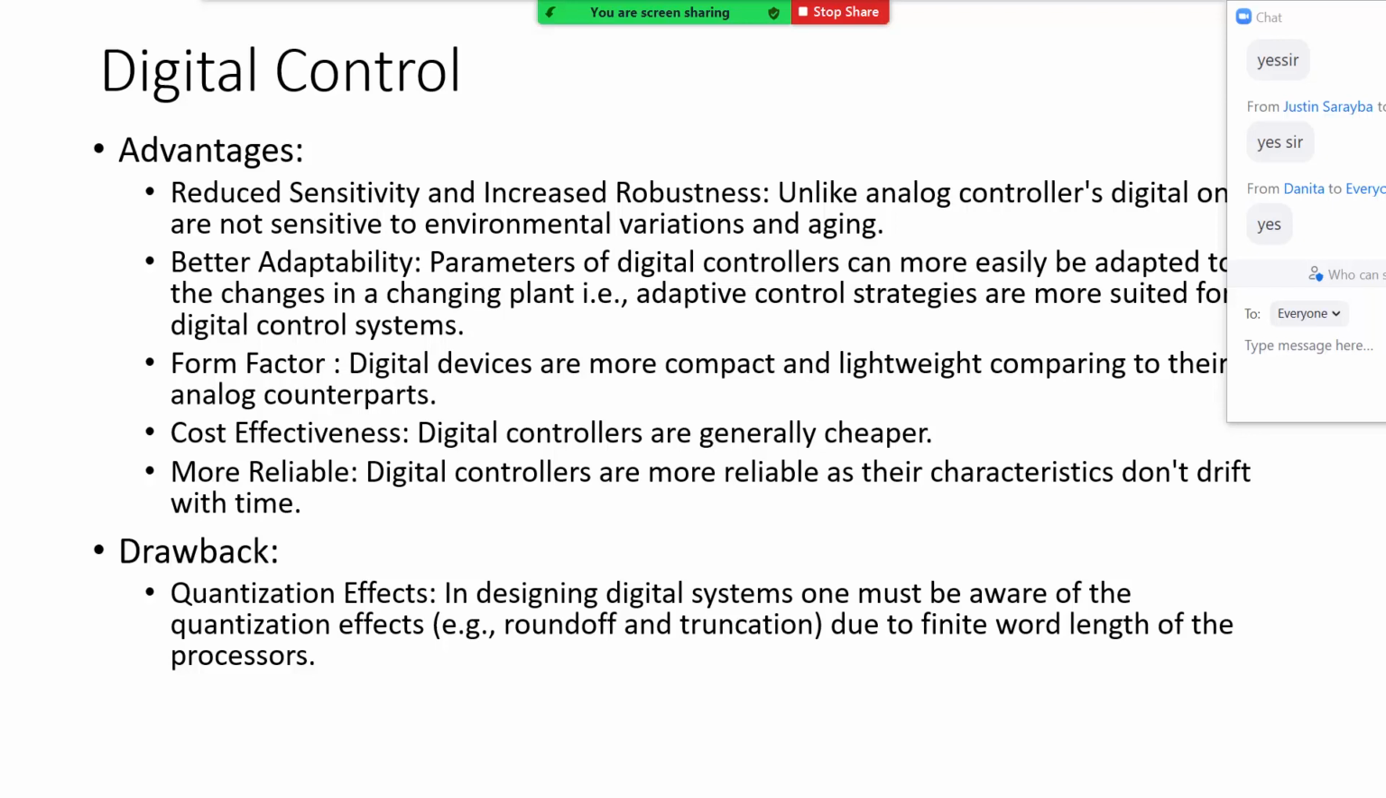Okay, so what are the advantages of a digital control system? The first advantage is the reduced sensitivity and increased robustness. Unlike an analog signal, which might pick up noise, if I generate a signal that is going to drive an actuator or the plant, and for some reason noise is added to it, I cannot separate the noise from the analog signal.